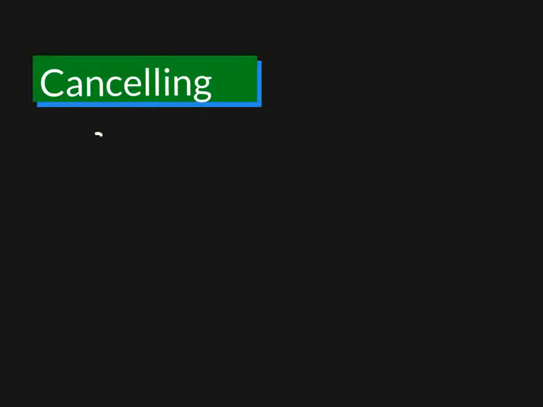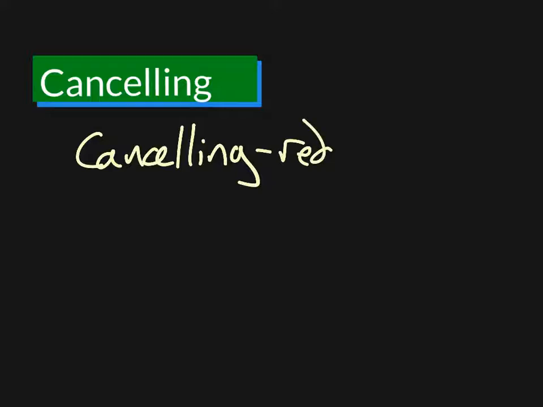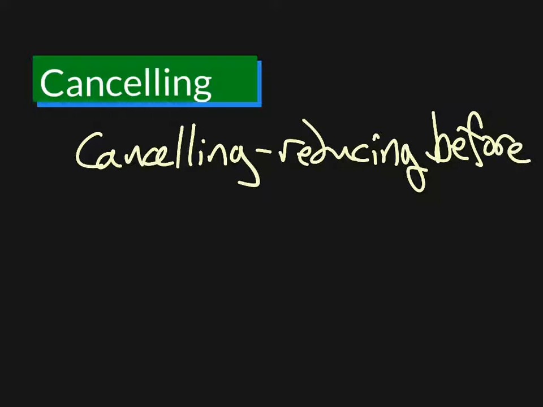So basically, canceling is reducing before you multiply. So you don't have to do it so much after, or maybe not at all. And you can do it when multiplying and dividing, but not when adding or subtracting fractions. This is only for multiplying and dividing.